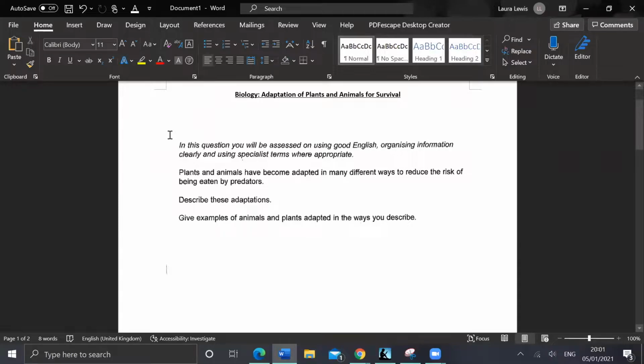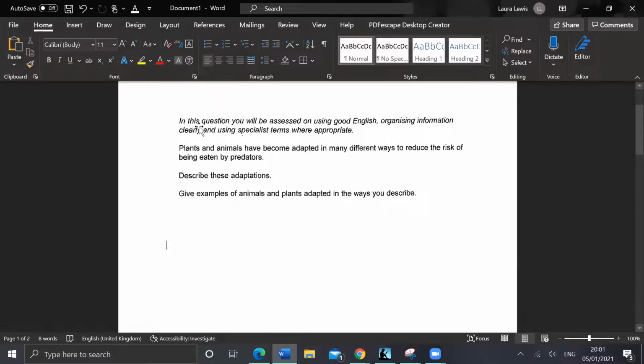So it says, in this question, you will be assessed on using good English, organising information clearly, and using specialist terms where appropriate. So plants and animals have become adapted in many different ways to reduce the risk of being eaten by predators. Describe these adaptations and give examples of animals and plants adapted in the ways you describe. So there's a few things going on here, obviously.